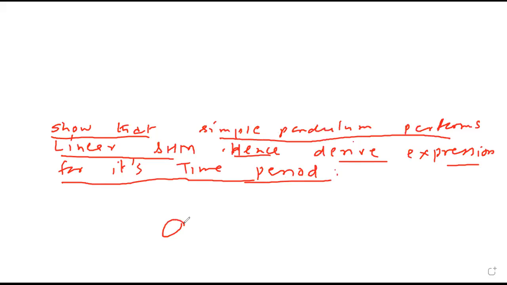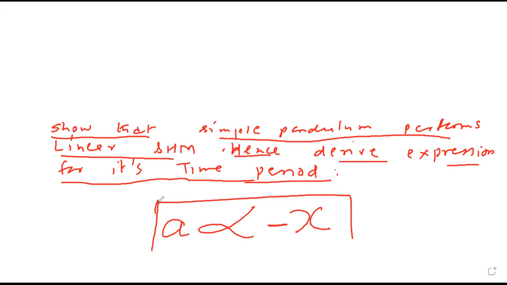If I can prove acceleration is proportional to displacement and directed opposite to the displacement, then we say simple pendulum performs linear SHM. That means if it satisfies the definition of SHM, it will perform linear SHM. Hence derive expression for its time period. Any periodic motion time period is always 2 pi by omega.